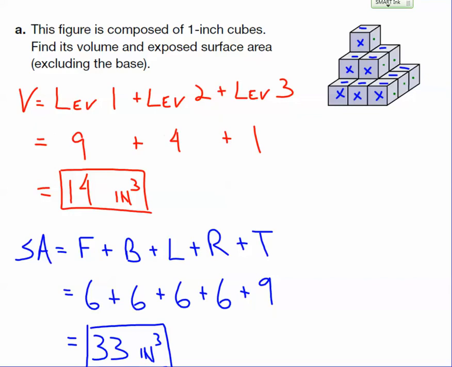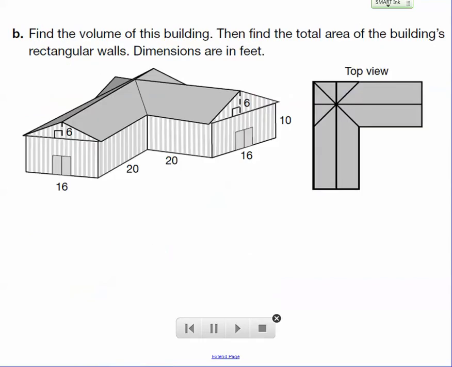All right, how about number 3 here? Again, to be quite honest with you, this is one of the more ridiculous problems that we've done all year. But it'll definitely illustrate the point of what we're doing here with compound volumes. So we're going to find the volume of this building. Then we're going to find the total area of the building's rectangular walls. The walls aren't so bad, but the volume is definitely a pain.